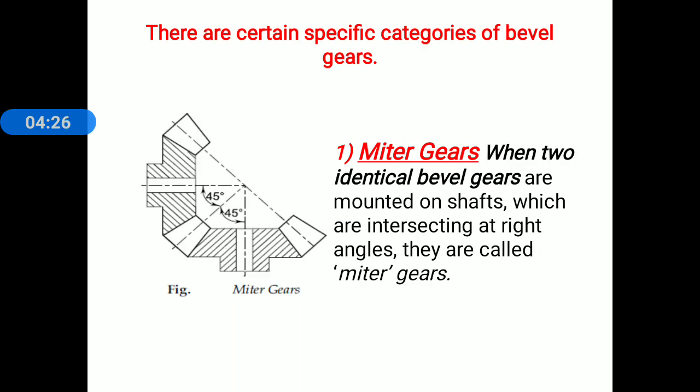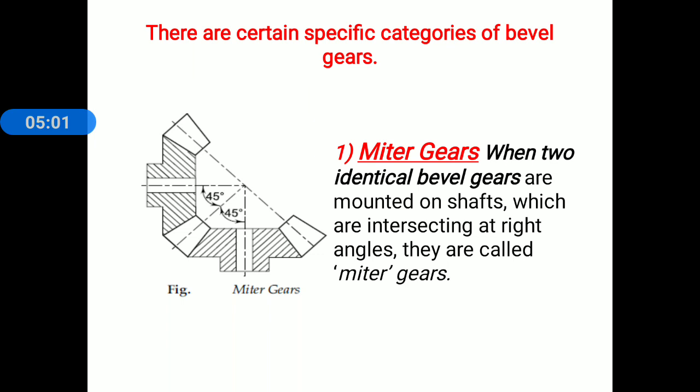There are certain special categories of bevel gears. See the first one, mitre gear. Everyone clearly observe this sketch that is shown on the screen. When two identical bevel gears are mounted on shafts which are intersecting at right angles, they are called mitre gears. Mitre gears have some characteristics.